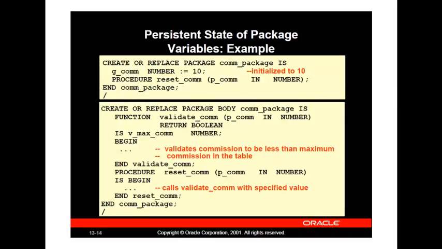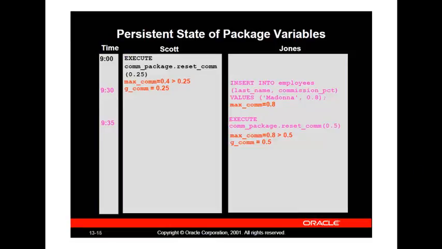Persistent state of package variables. The example is like that. There's the initial value 10, then create or replace package body. In this begin block it validates that the commission is less than the maximum commission in the table, and in this case validate_comm with specified values. This is the persistent state of a package variable.